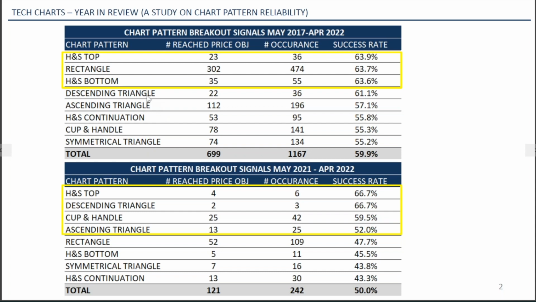So we look at the fourth one, which is descending triangle, which is not that bad, 61.1% success rate. Again, descending triangle and ascending triangle are the mirrors of each other. Descending triangle is a bearish chart pattern. Ascending triangle is a bullish chart pattern with clean horizontal boundaries. So these are following each other in terms of success rates.